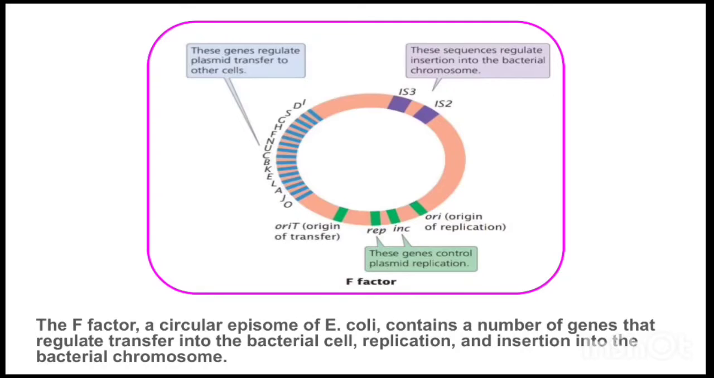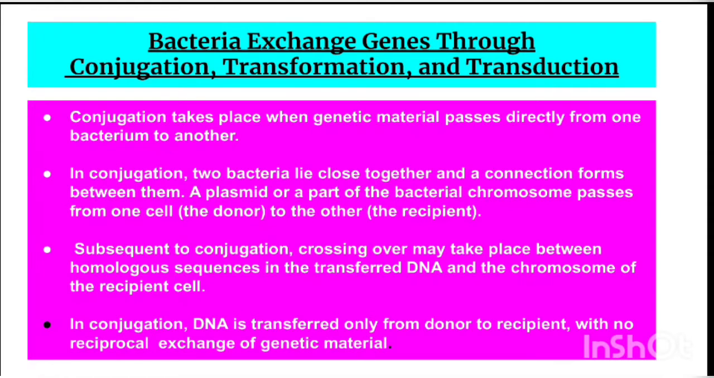So this is the F factor, a circular episome of E. coli, with a number of genes that regulate transfer into the bacterial cell, replication, and insertion into the bacterial chromosome. Now we are going to discuss genetic exchange, that is, how bacteria exchange genes through conjugation, transformation and transduction. First we will talk about conjugation, which takes place when genetic material passes directly from one bacterium to another. There is a close association between the two bacterial cells.